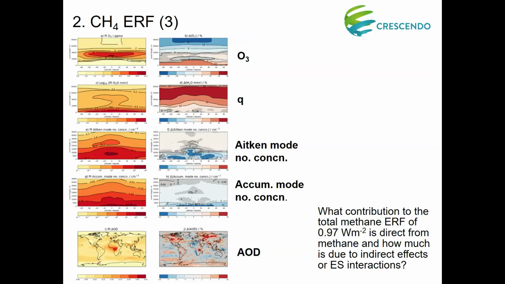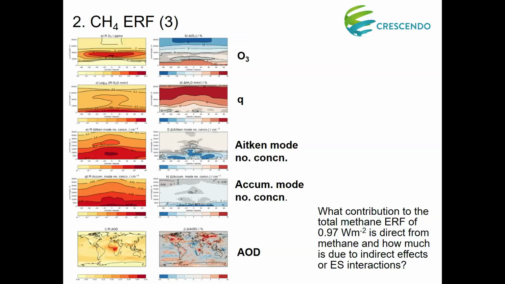The plots here are showing multi-annual zonal mean distributions of ozone, water vapor, and Aitken mode and accumulation mode number concentration. The plots on the right are showing changes as a result of the pre-industrial to present day perturbation in methane that has been applied in these simulations. You can clearly see tropospheric ozone production and destruction occurring aloft. You'll see that methane is acting as a source of stratospheric water vapor.